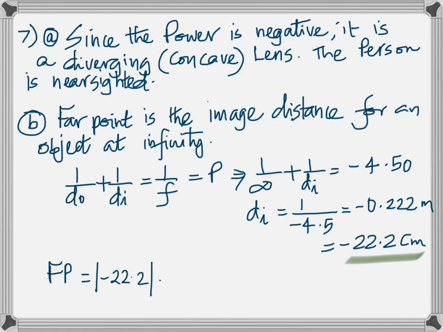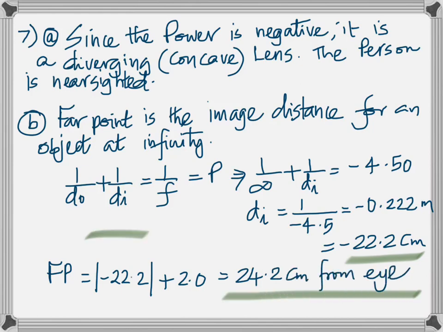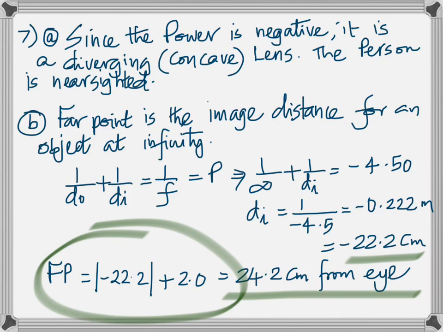So his far point is, when you take the difference, take the magnitude in this case. Otherwise, it makes no sense. So his far point is 24.2 centimeter from the eye. That means he could not have seen anything beyond that. But when he uses these diverging lenses, his far point is taken from 24.2 centimeter all the way up to infinity. He's able to see clearly.